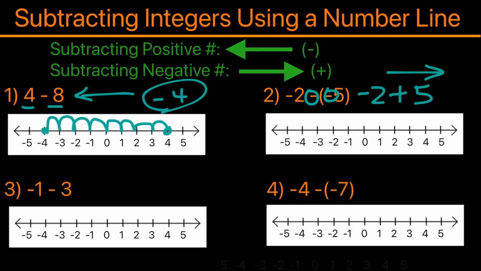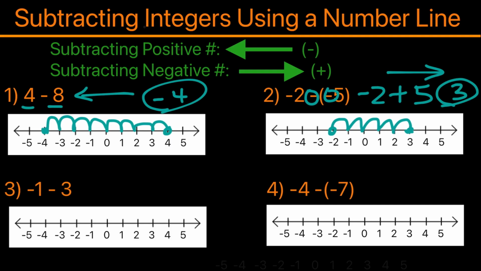So we'll start out with -2, and we're going to go 5 spaces to the right. So that's 1, 2, 3, 4, 5. And we'll end up at 3. So 3 would be the answer for this expression.